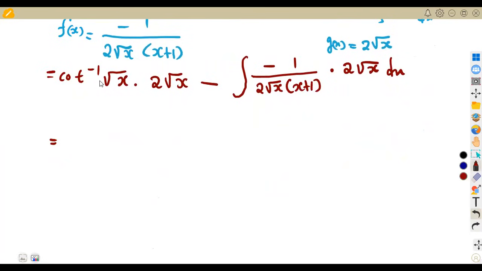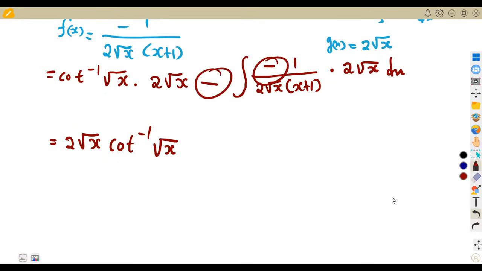where possible. So this multiplied to 2 square root of x is the same as we can just write 2 square root of x times arc cot of the square root of x. Okay, this is where we are. Then we can take the negative and the negative out. All right, negative multiplied by negative gives us a positive. So that will be positive.